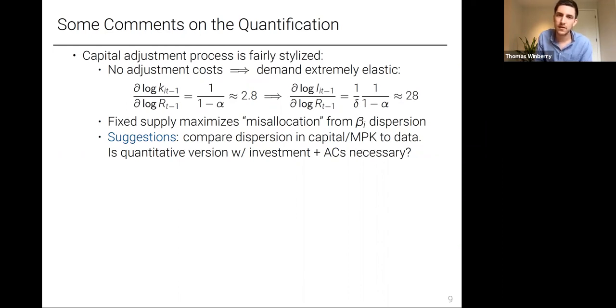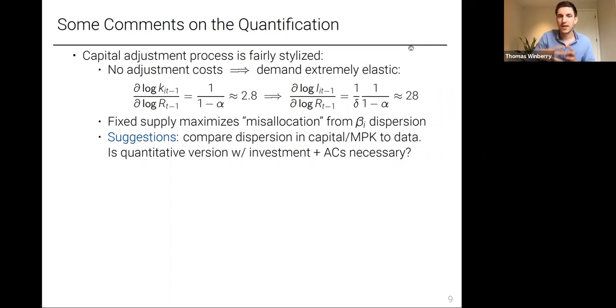The first is that the capital adjustment process in this model is fairly stylized. Most importantly, there are no adjustment costs, which means that capital demand is going to be extremely elastic. You can compute the elasticity of capital demand to that rental rate in the expression I had. That's going to be 1/(1 - alpha), where alpha is the share of capital in production, once you maximize out all of your variable inputs like labor. So if you think alpha is like 0.5 or 0.6, that elasticity is like 2.5 or 3. Or in terms of flow investment, with a depreciation rate of something like 10% per year, that's going to be an investment elasticity of something like 28.